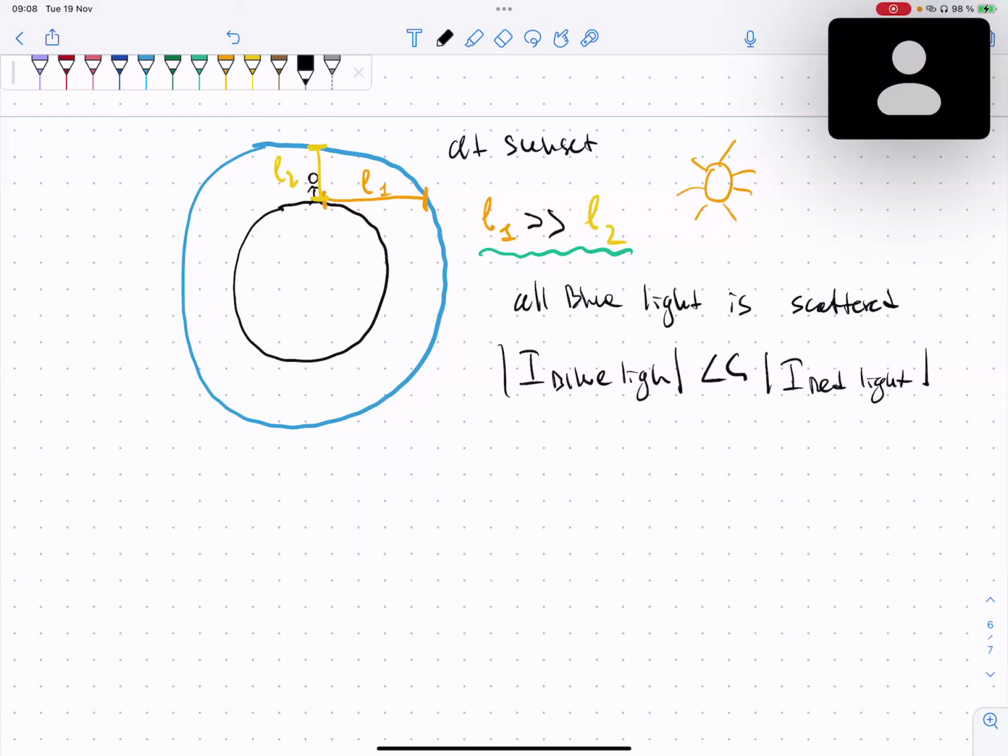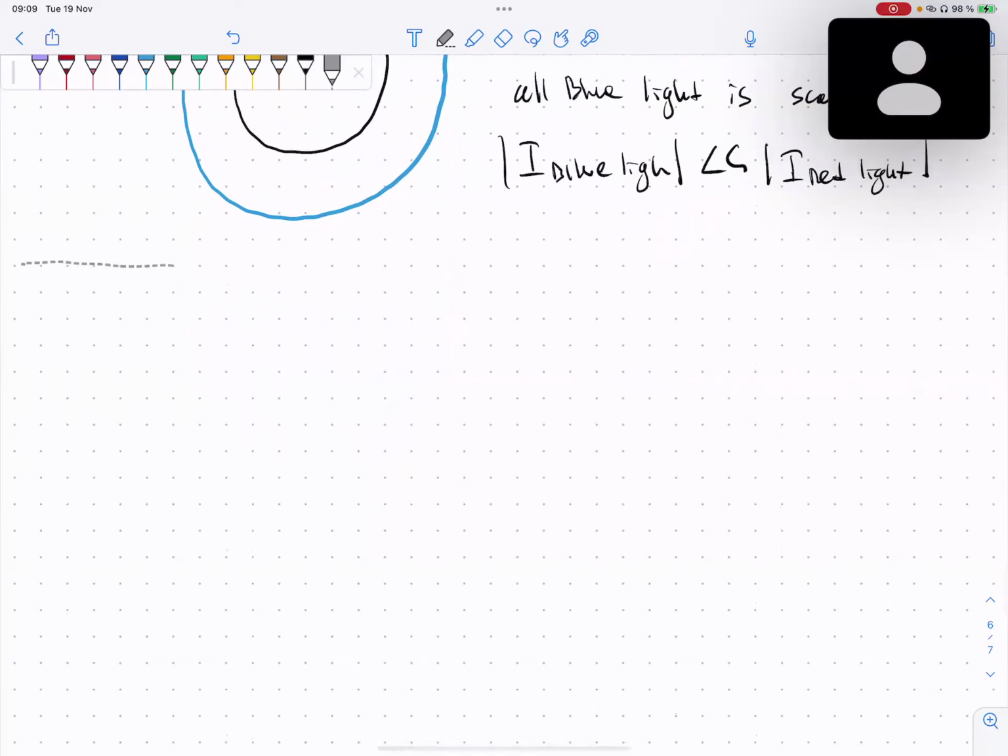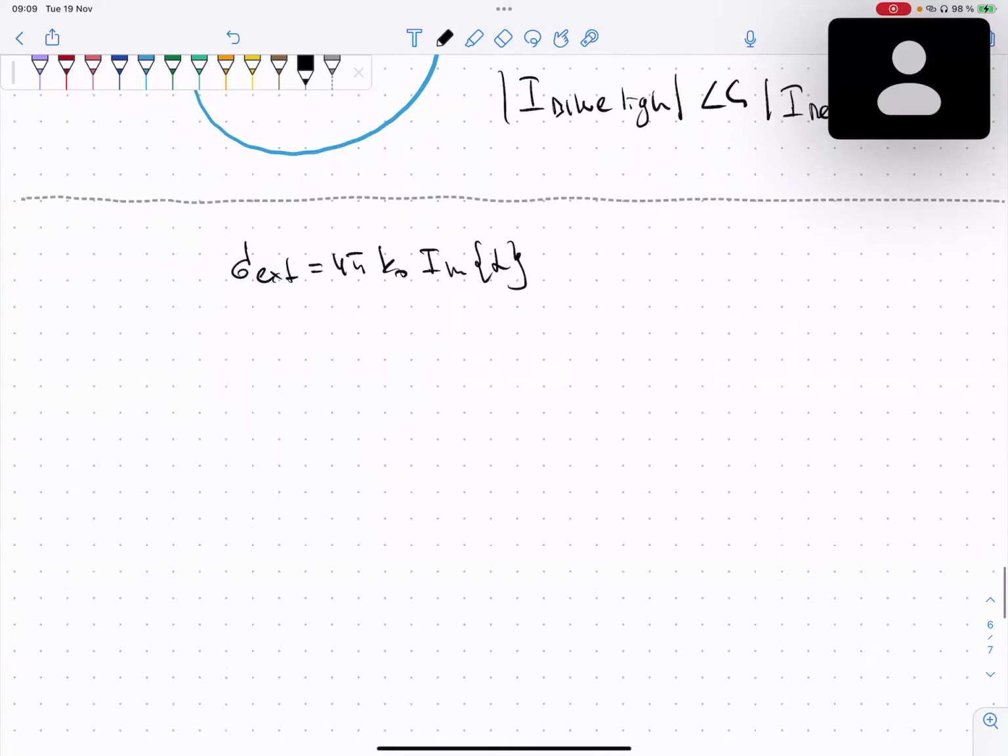Okay, and last thing before the break. So we derived that the extinction cross section equals 4 pi k0 times the imaginary part of the polarizability, and the scattering cross section equals 8 pi over 3 k0 to the 4th power times the square modulus of the polarizability.